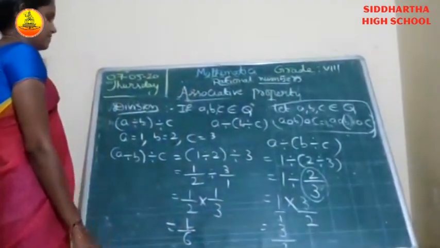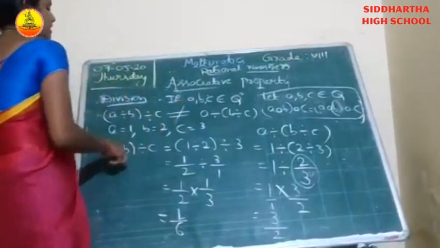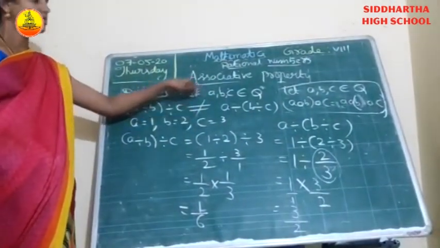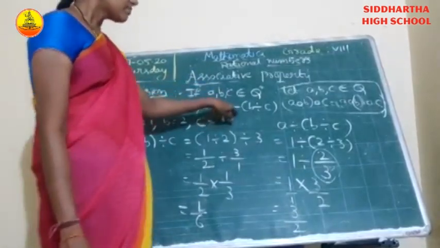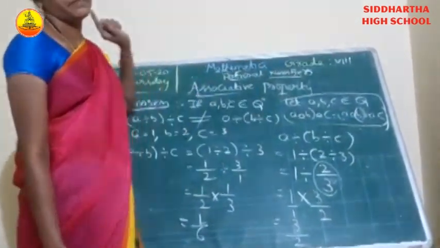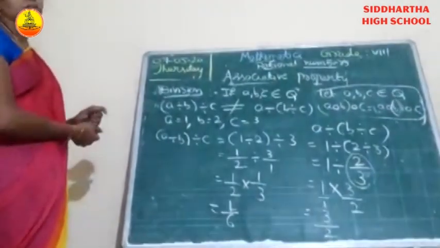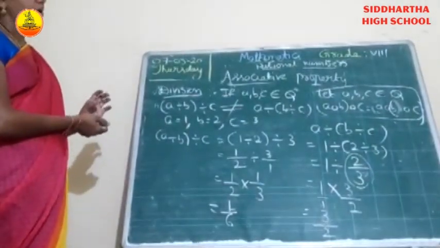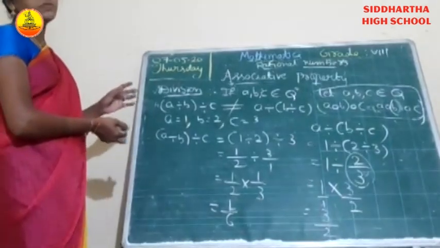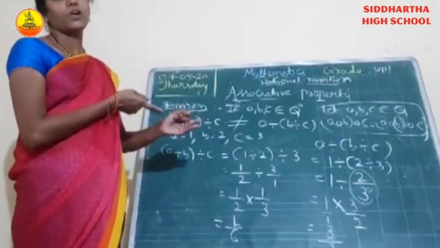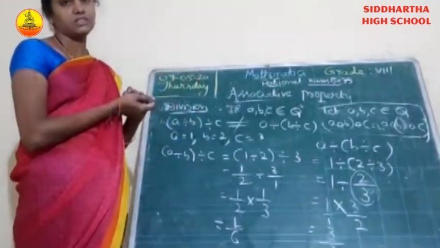Both are not same. Therefore, (A divided by B) divided by C is not equal to A divided by (B divided by C). That means the associative property does not satisfy under division. Associative property satisfies only under multiplication and addition. It does not hold good under subtraction and division.